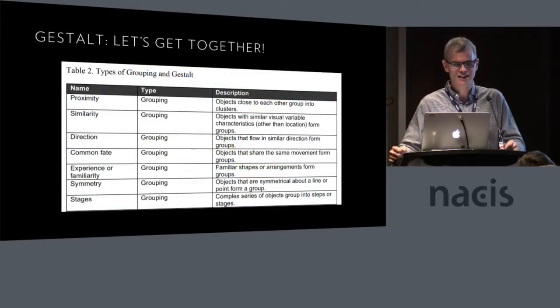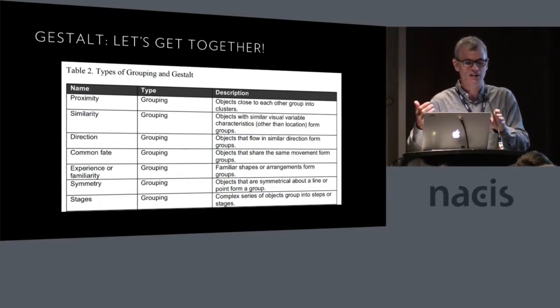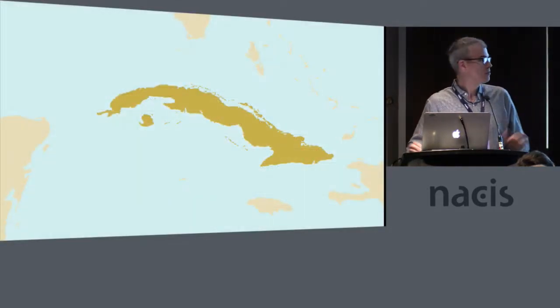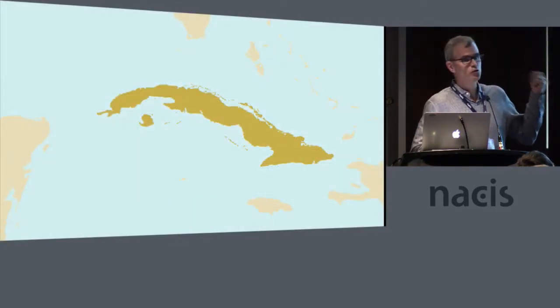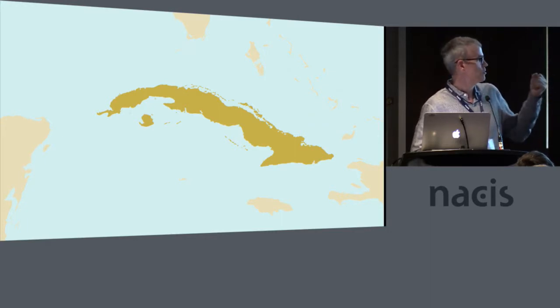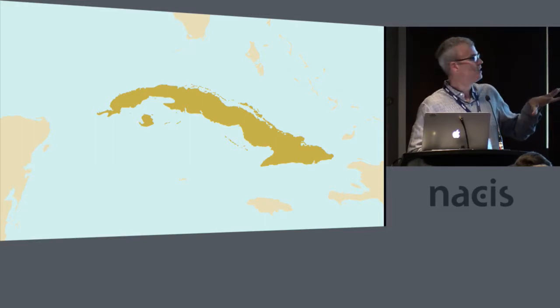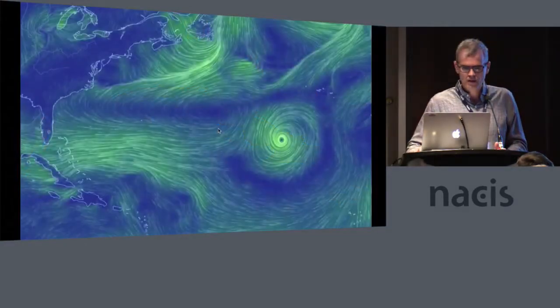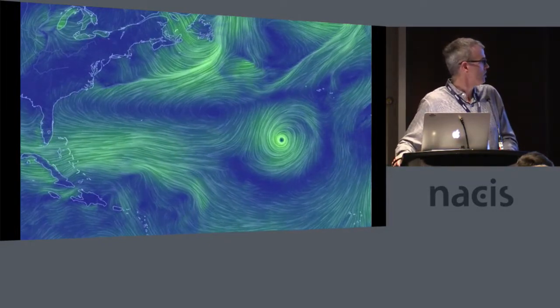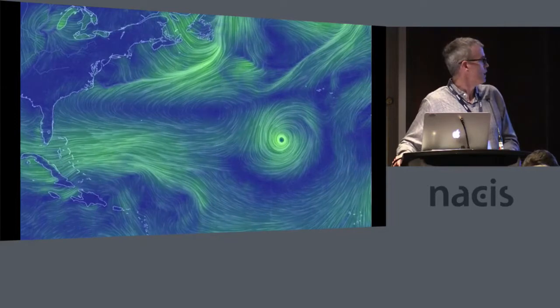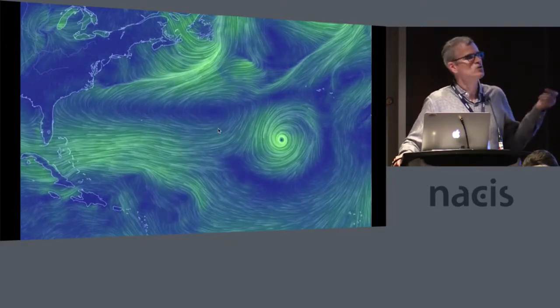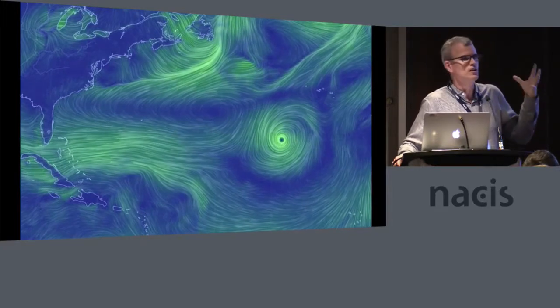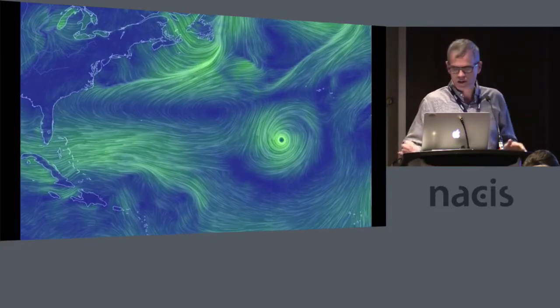So gestalt, let's get together. This is all about groupings. Proximity causes grouping, similarity, direction. Straight back to my previous example, we have grouping by similarity: same hue, saturation, value for Cuba. It's also proximity. If we were working on Bahamas instead of Cuba, you wouldn't be able to use proximity. Those islands don't group together in the same way. So this is a great example of gestalt. We have common direction. We have common fate. And as in most map examples, there's a mix. There's also hue. So there's a lot of grouping going on here in this example.